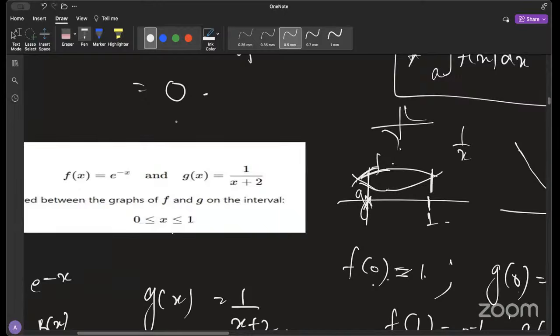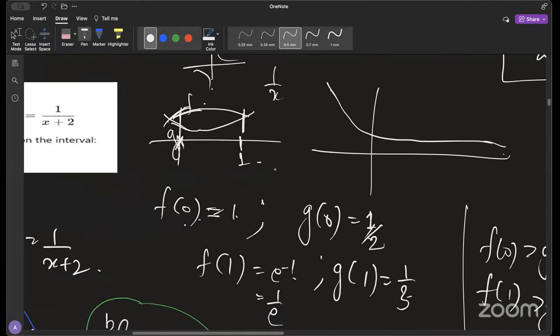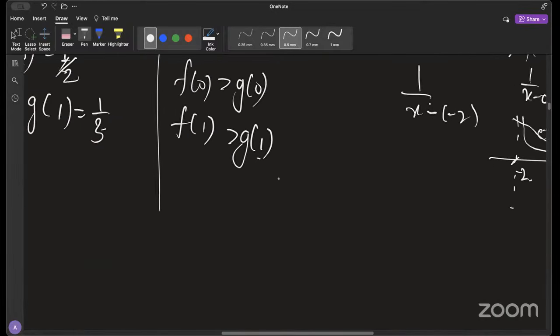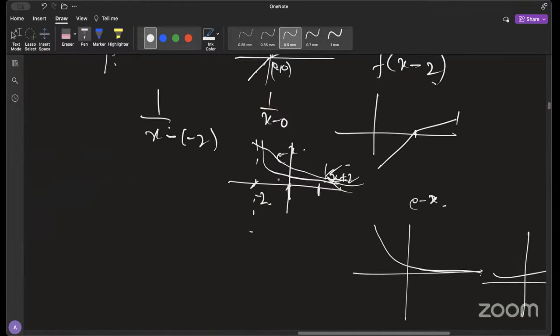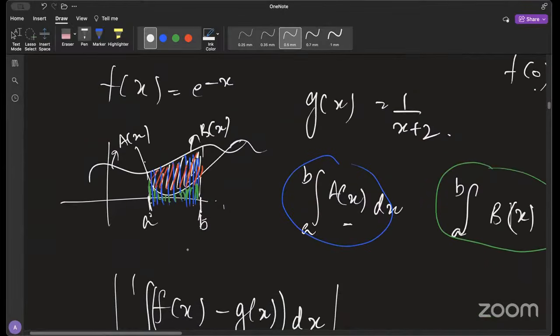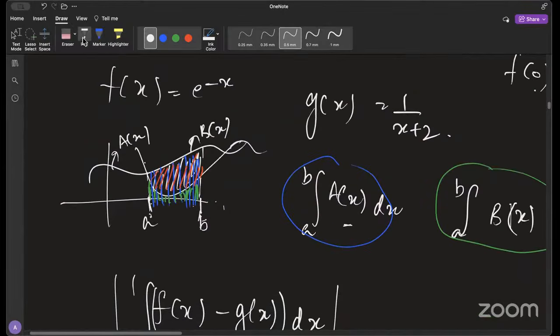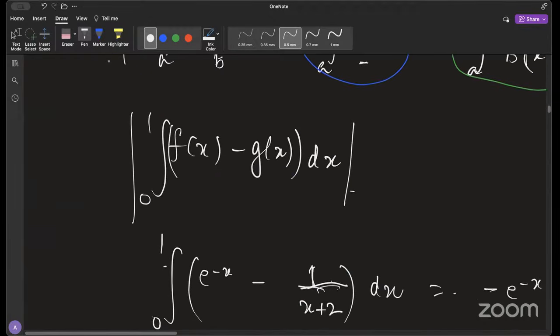Ma'am, can you just go to that graph part? Not this one, just a little left. Just below the question, where initially you draw the graph, right? Yes, ma'am, this one. Sometimes both of the functions may lie below the x-axis, I mean, in the negative y-axis, right? In that case, we'll get negative area.